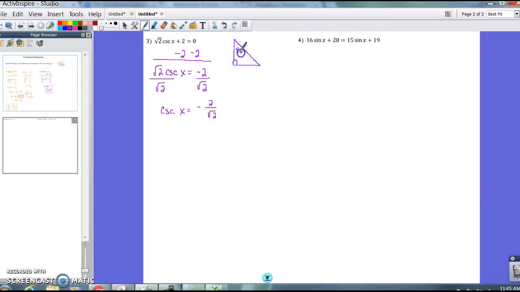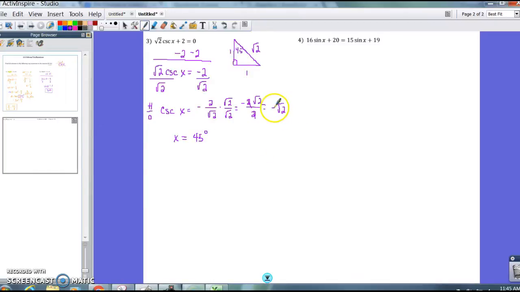So we've got 45, and remember this is 1, 1, root 2. If I were to rationalize this, I'd multiply the top and the bottom by root 2, and that would give me negative 2 root 2 over 2. Those 2's cancel. That gives me negative root 2. Remember, cosecant flips sine, so it's going to be hypotenuse over opposite. Hypotenuse over opposite would be root 2 over 1. So that tells me that my angle is going to be 45 degrees.